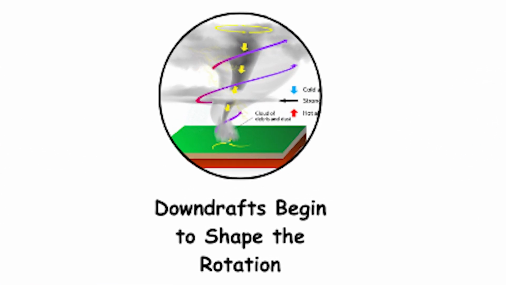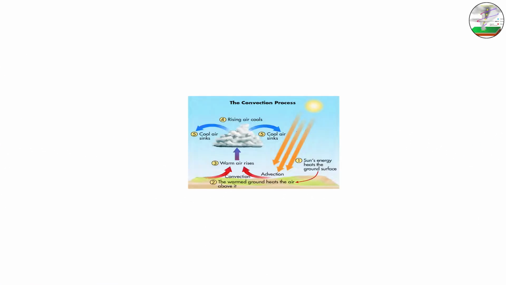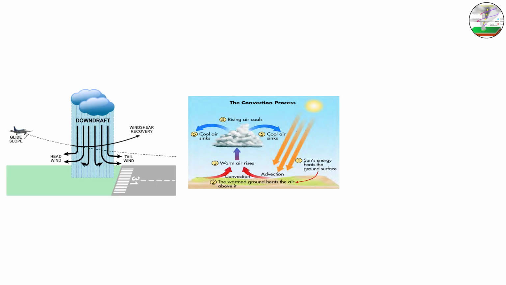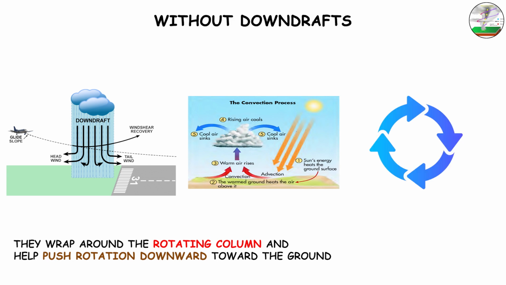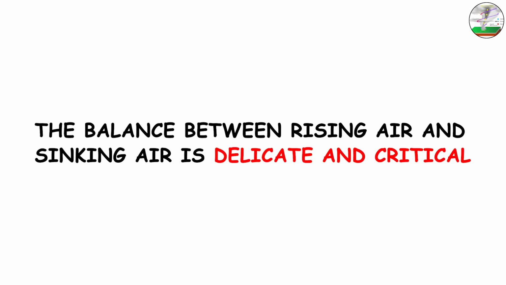Downdrafts begin to shape the rotation. While warm air rises in the storm's core, cooler air begins to sink around it. These sinking currents are called downdrafts. They wrap around the rotating column and help push rotation downward toward the ground. Without downdrafts, rotation would remain high in the storm and never form a tornado. The balance between rising air and sinking air is delicate and critical.